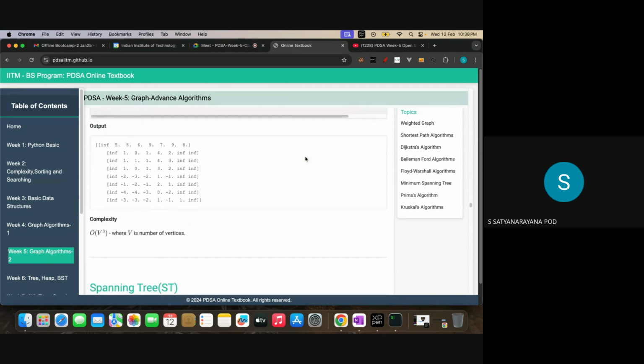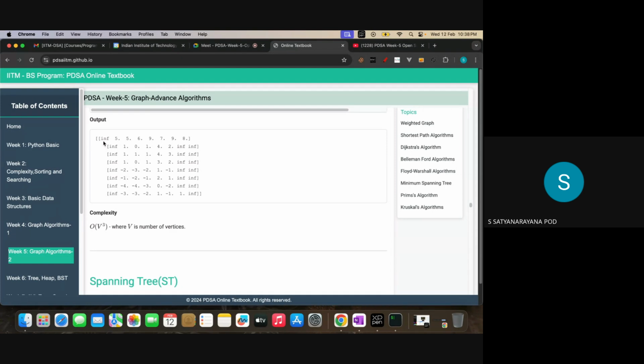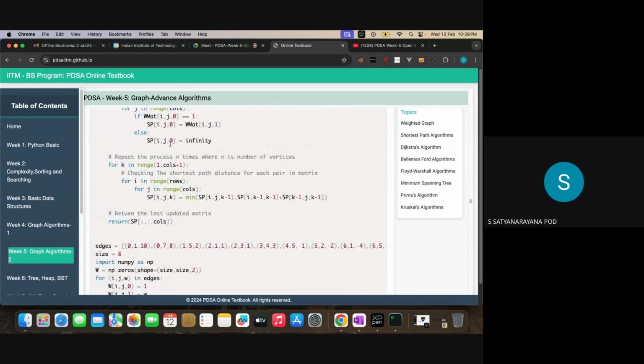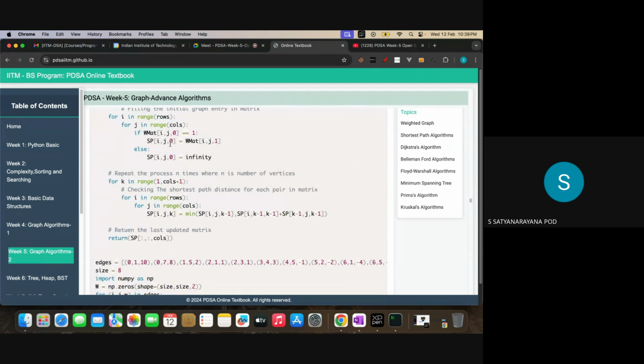That's the reason the results you are getting are multiple rows and multiple columns. The reason is that each vertex, the 0th vertex to other vertices, the first vertex to other vertices, the second vertex to other vertices. So that is called all pair shortest path. Here also the infinite calculation is the same. The only thing is multiple versions of the matrix are calculated.